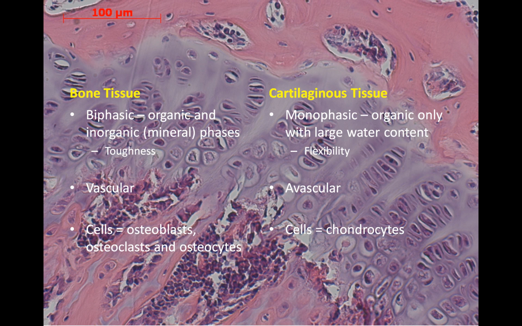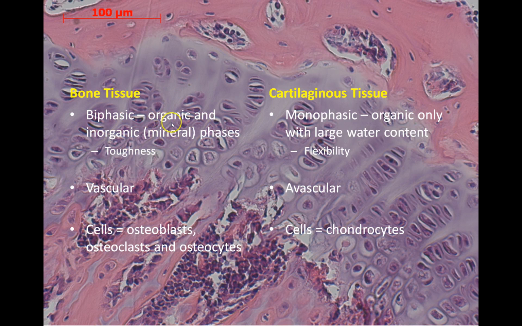As mentioned, the skeleton is made up of bone tissue and cartilaginous tissue. Let's look at some of the differences between these two connective tissue types. Firstly, when we look at bone tissue, we can find that its chemical composition is biphasic. This means it consists of two very different phases, an organic phase and an inorganic phase.